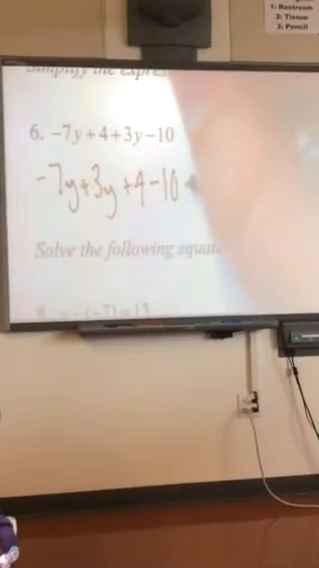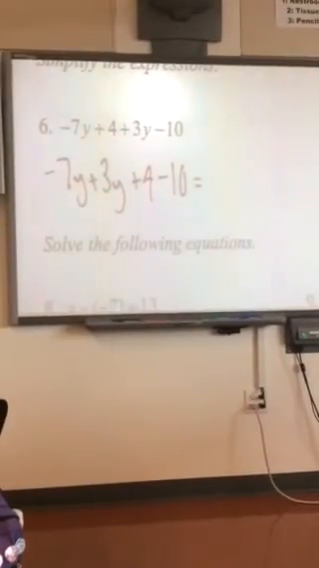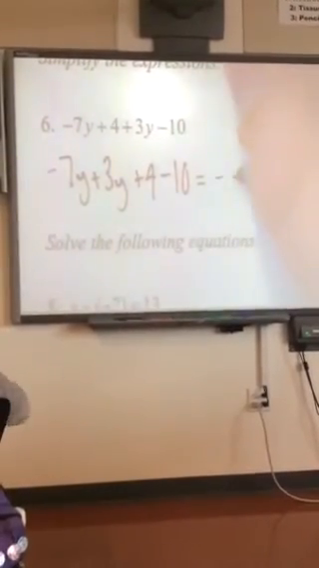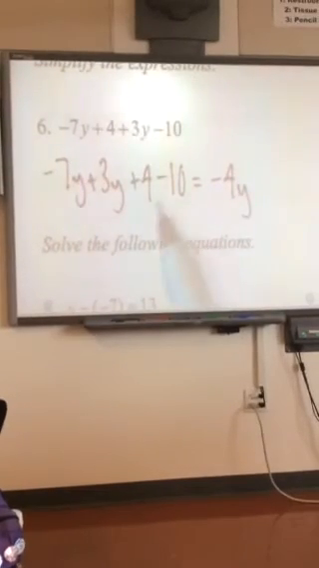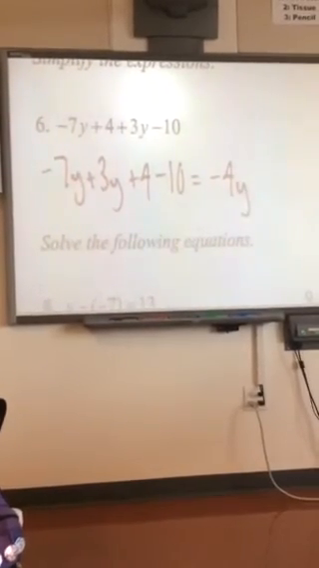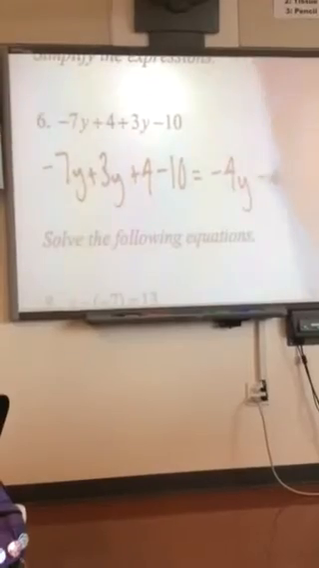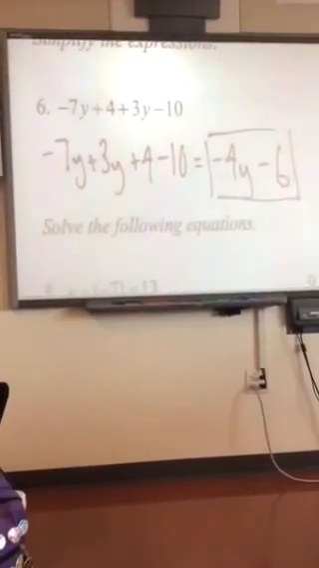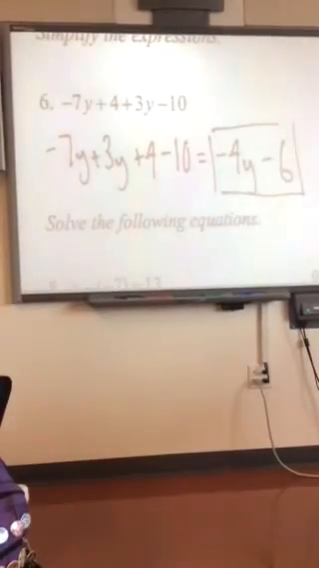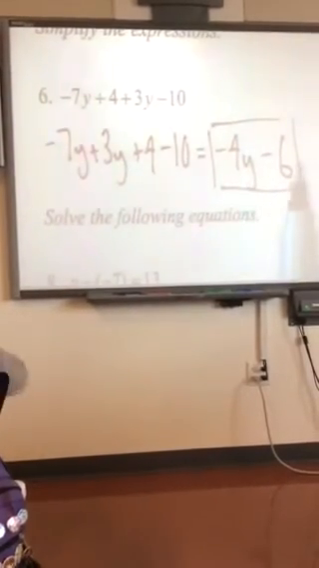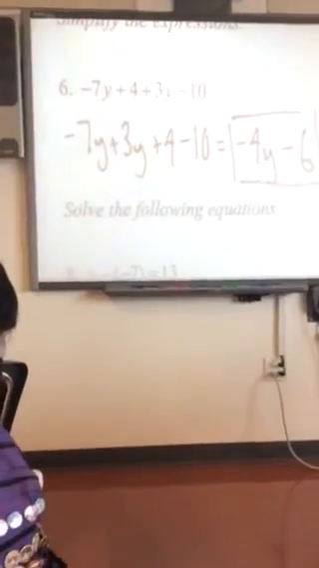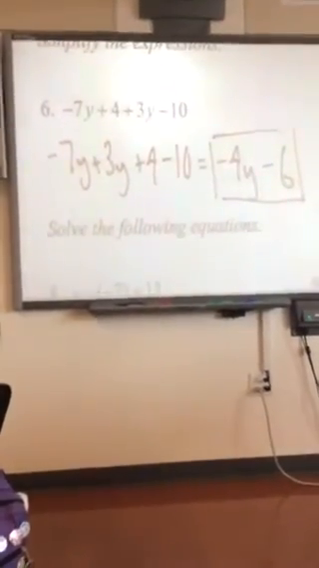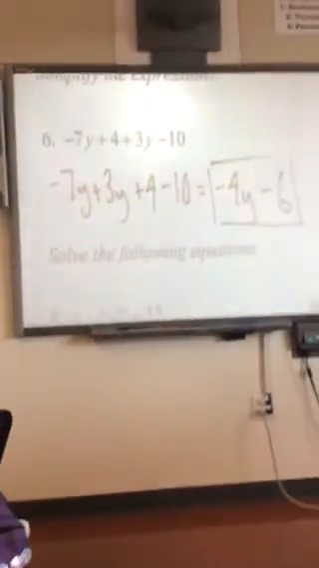-7y and +3y, if we add those two together, it's -4. So we have -4y's altogether. And 4 minus 10, if you add those two together, it's -6. So we get -4y minus 6. We can't do anything with this because this is a variable, and this is a constant. We can't combine variables and constants. So that would be the final answer simplified.